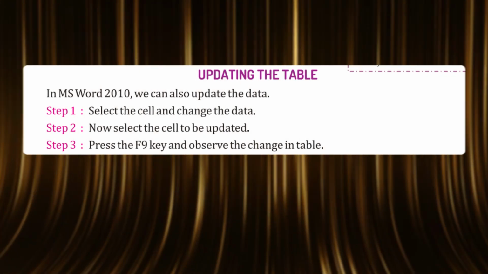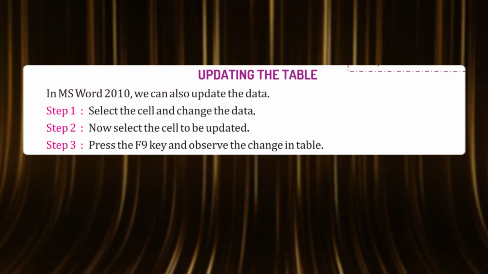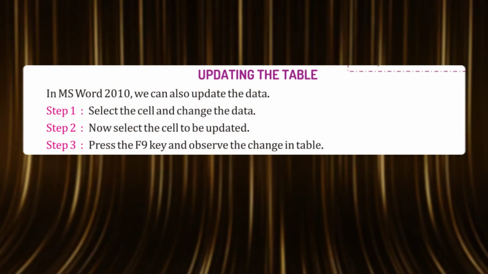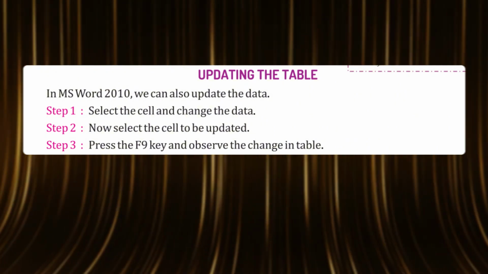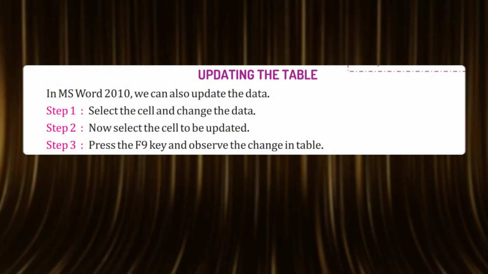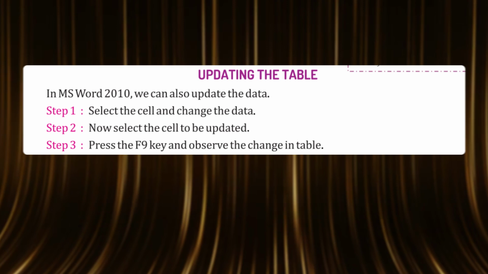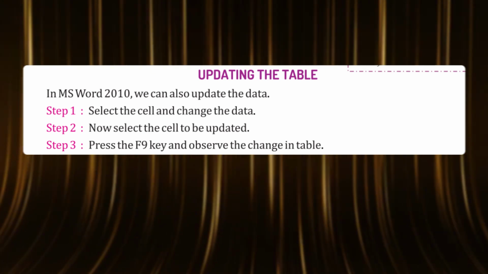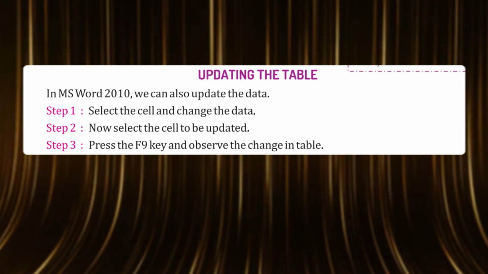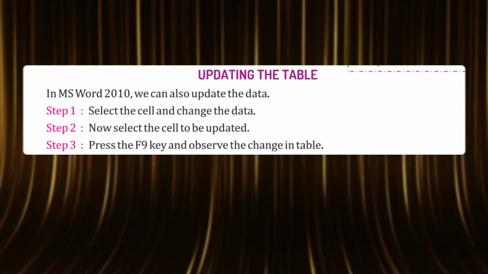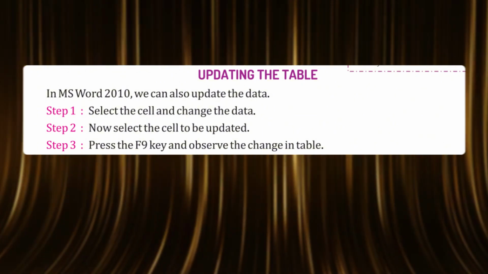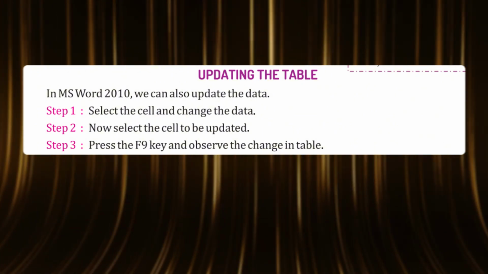Updating the table. In MS Word 2010, we can also update the data. Step 1. Select the cell and change the data. Step 2. Now select the cell to be updated. Step 3. Press the F9 key and observe the change in table.